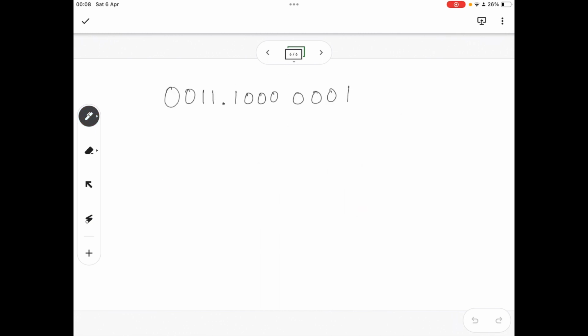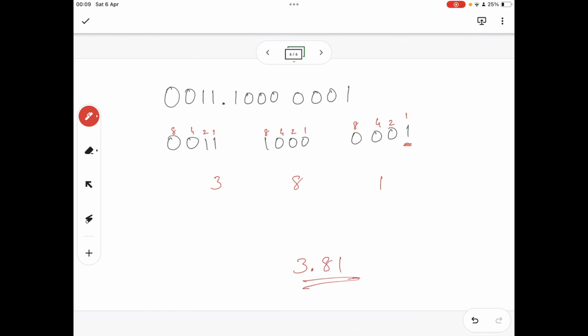Let's look at the last one. Let's take the numbers separately: 0011, 1000, 0001. This here is 1, so the answer is 1. Here it is 8, so 8. This is 1 plus 2 is 3. There's a decimal point, so we say 3.81. I hope this video is helpful to understand what BCD is. Thanks.